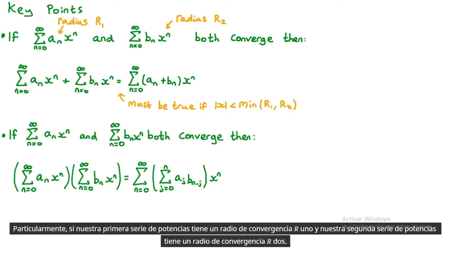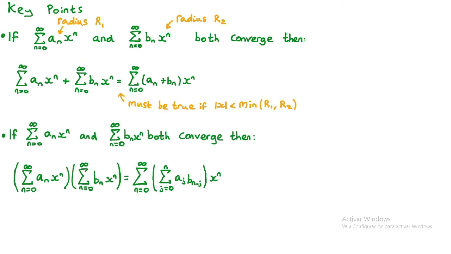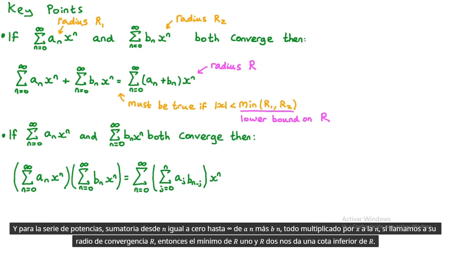And, in particular, if our first power series has a radius of convergence r1, and our second power series has a radius of convergence r2, then we know we can add the power series in this way for any value of x such that the absolute value of x is less than the smaller of r1 and r2. And for our power series, the sum from n equals 0 to infinity of (a_n plus b_n) all multiplied by x to the nth power, if we call its radius of convergence r, then the minimum of r1 and r2 gives us a lower bound on r.